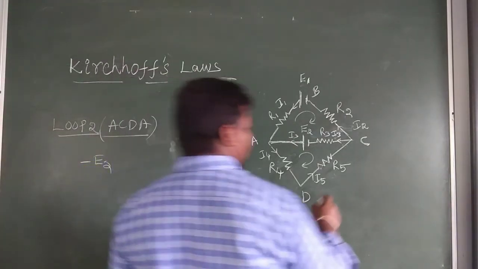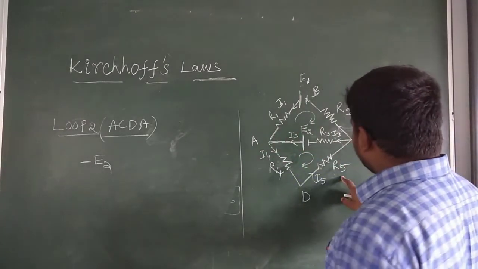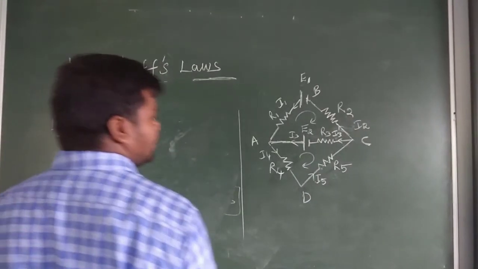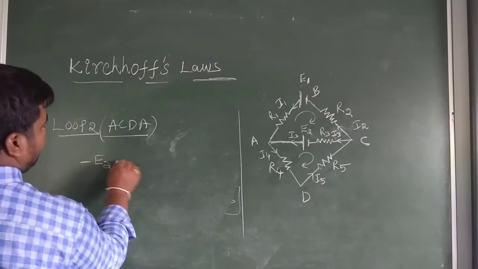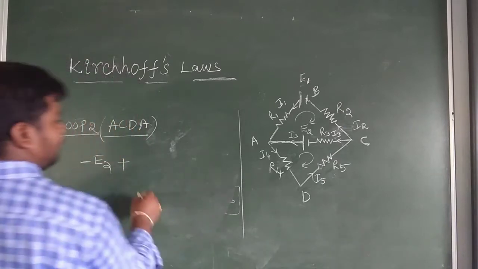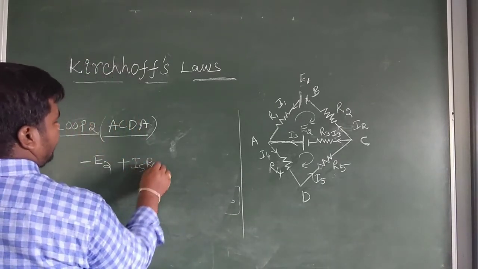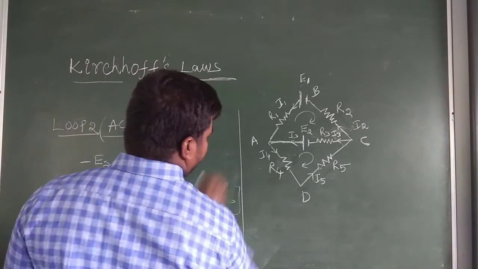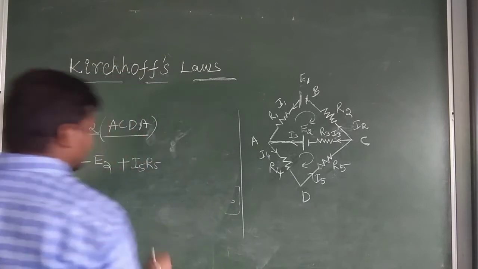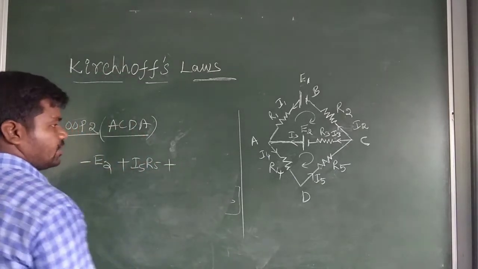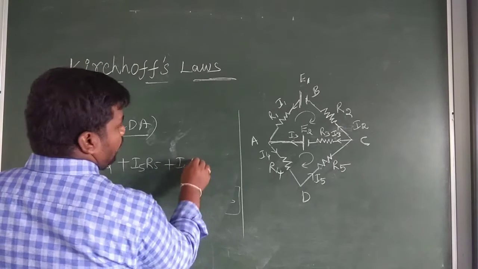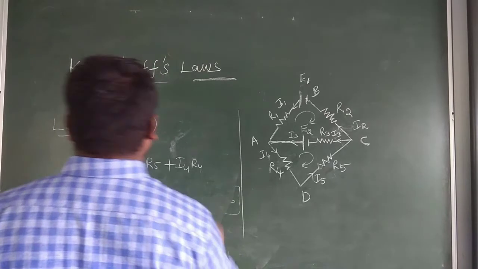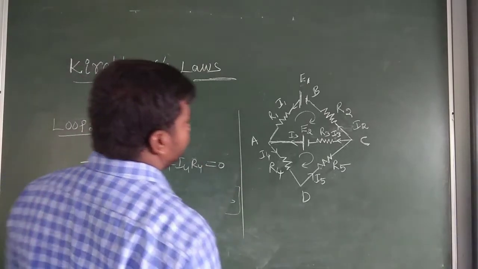Then we take resistor R5. The current direction is opposite to the assumed direction. That's why we have to take positive, plus I5 R5. Then here also R4 resistor is there. I4 current is in the opposite direction. That's why we have to take positive I4 R4. Okay, is equal to 0.